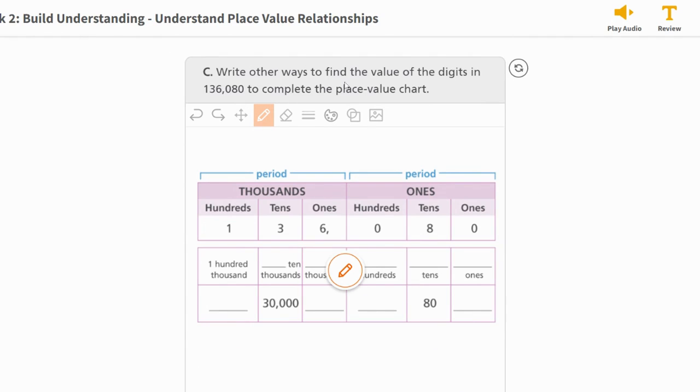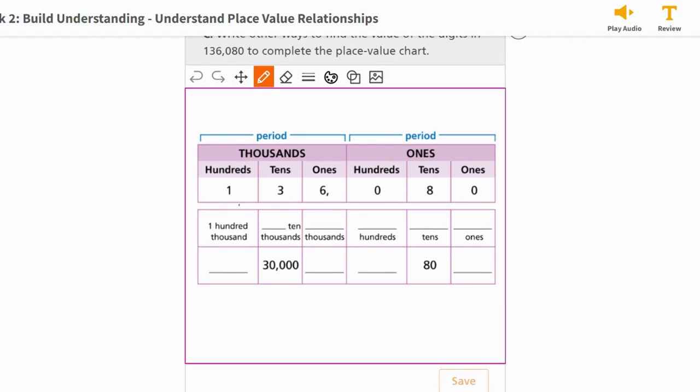Let's write other ways to find the value of the digits in this number to complete the place value chart. Okay, so we have the number rewritten here. Let's always start from the right-hand side in the ones place. We don't have any ones, so we have 0 ones, which means this is really worth 0. How many tens do we have? Well, we have 8 tens, so this is really worth 80. We don't have any hundreds, so this place is worth 0.